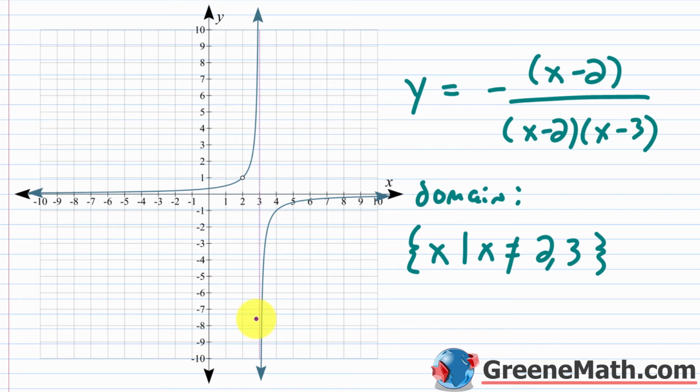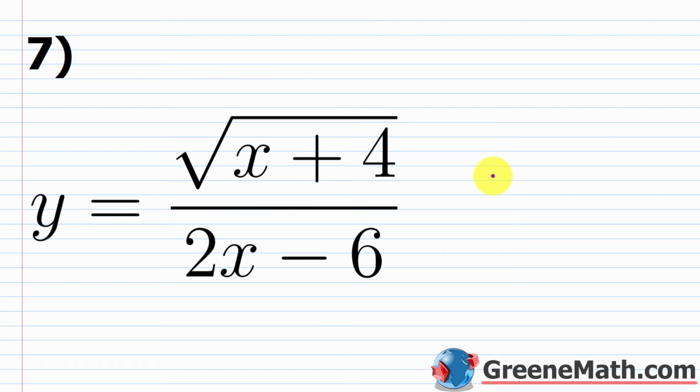Okay, so using the graph, you can confirm that the domain is the set of all x such that x is not 2. Again, you've got a hole in the graph there, and then also x can't be 3. Again, you see that vertical asymptote there. All right, let's take a look at problem 7.